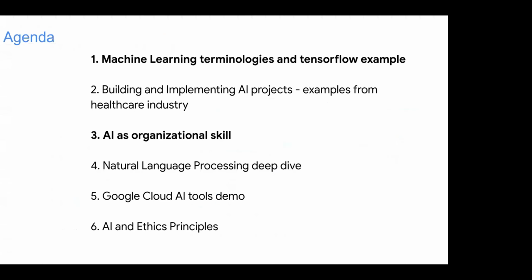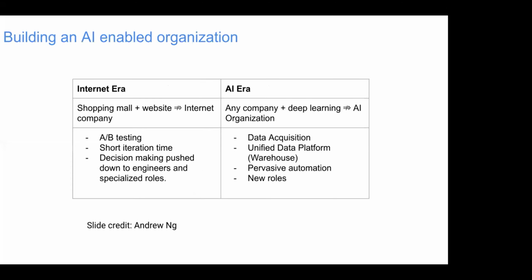So now you have some understanding of how complex it could be to implement an AI project. But let's start with this: how do you actually start? Because this looks like a lot of work, right? And before I do that, I have an interesting slide from Andrew Ng, who is a famous professor of machine learning at Stanford.